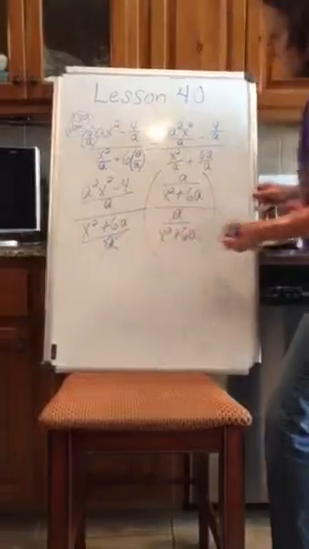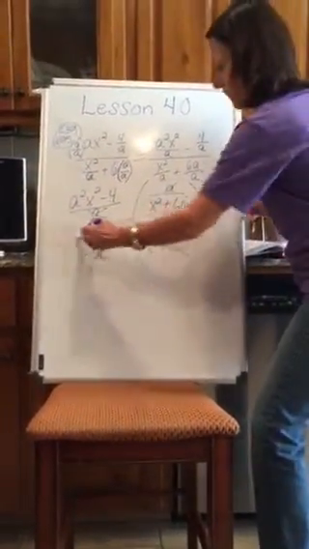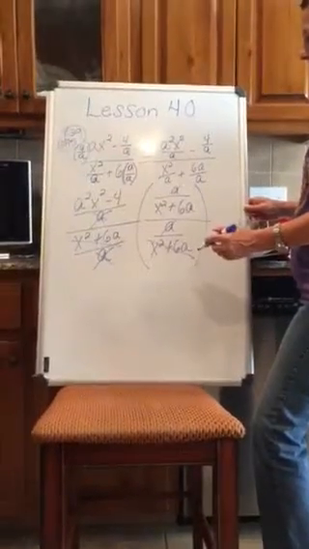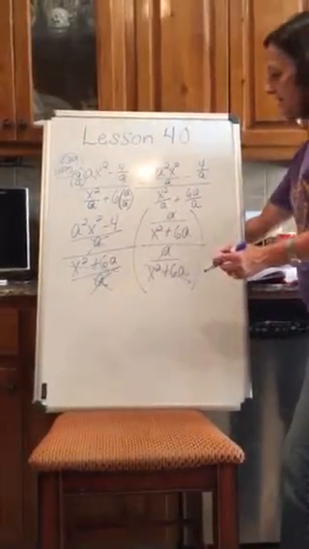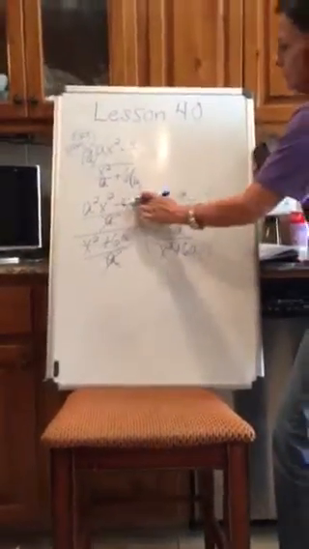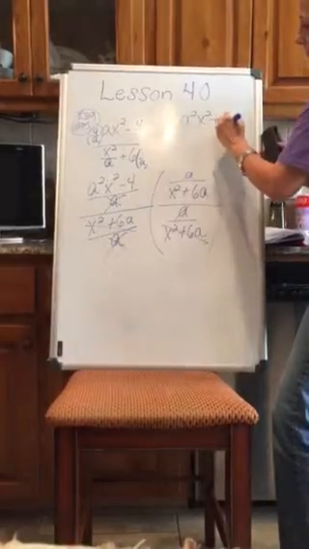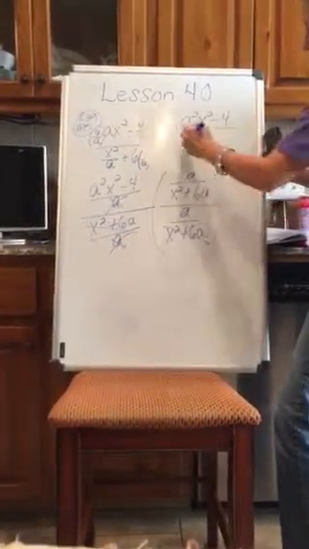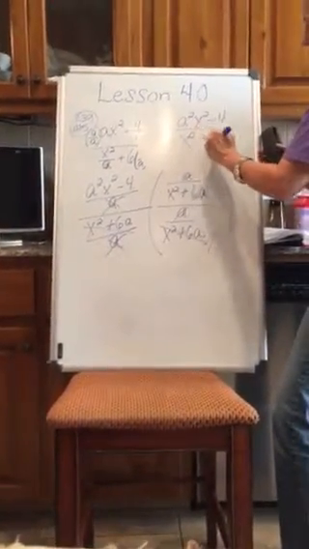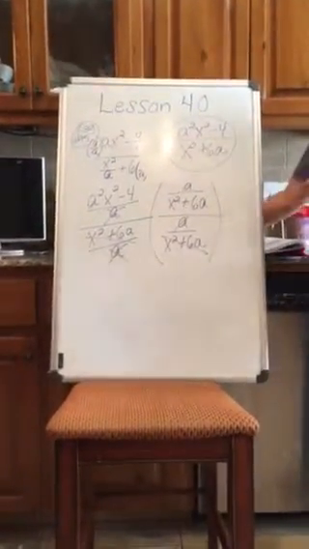My a's eliminate this way. Also, my a's eliminate this way. Only because I'm multiplying, those eliminate. And I end up with, let me erase this part. This is my numerator, a squared x squared minus 4 over x squared plus 6a. And this is my answer.